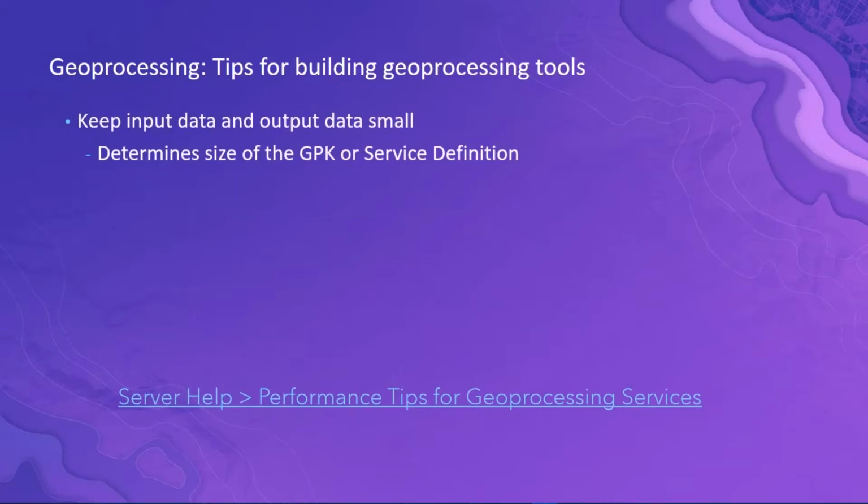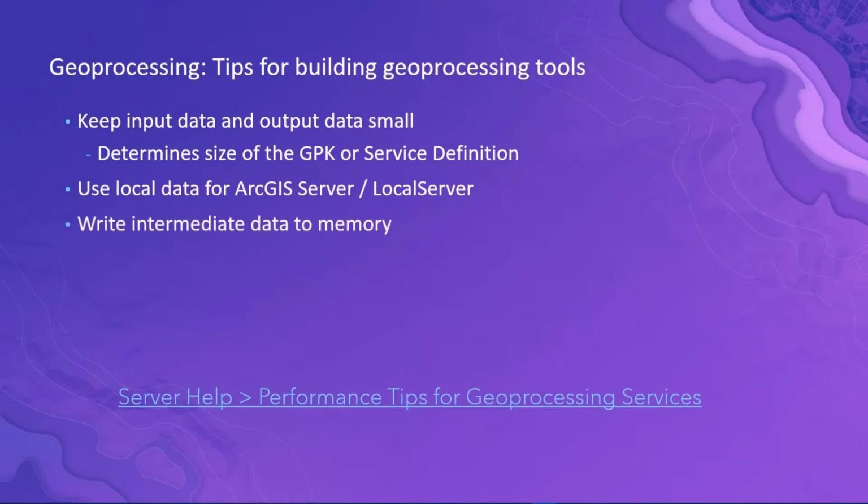One of the things you can do is, if you know what the data is that's going to be your input, just restrict that data size to only the area and the amount of data that you need in order to run that process. This helps get that geoprocessing package down to a smaller size, or that service definition that's run within ArcGIS Server as well. If you can, use local data. So if you can actually host that data on the device that's running that process, obviously that will help a lot with less network traffic and help with the performance of running that geoprocessing service.